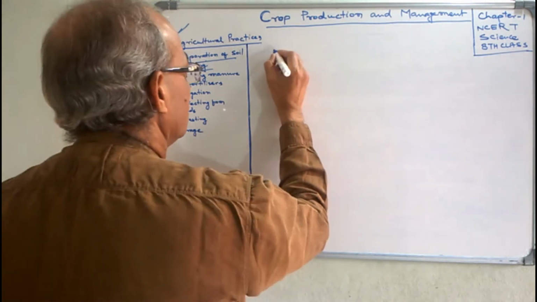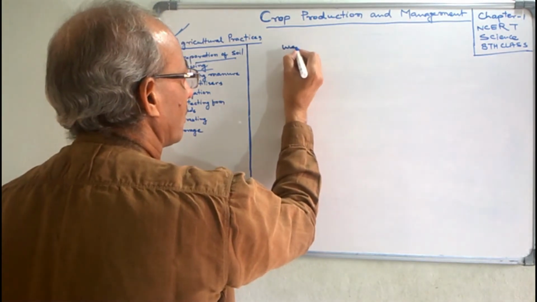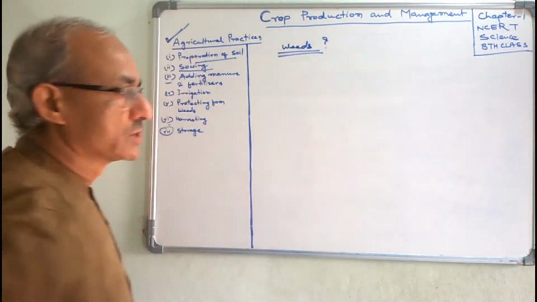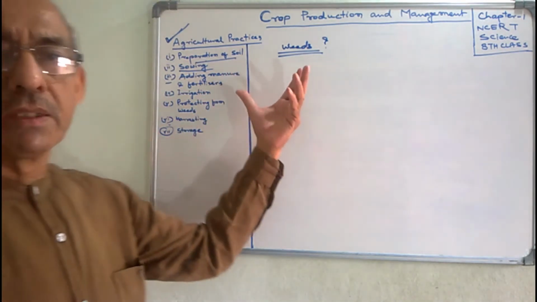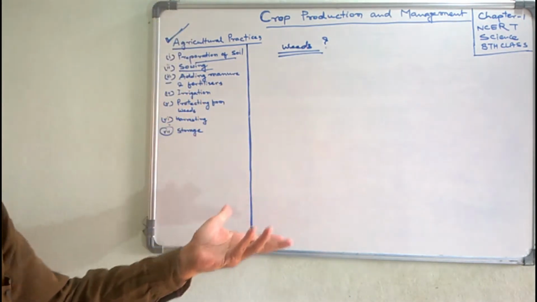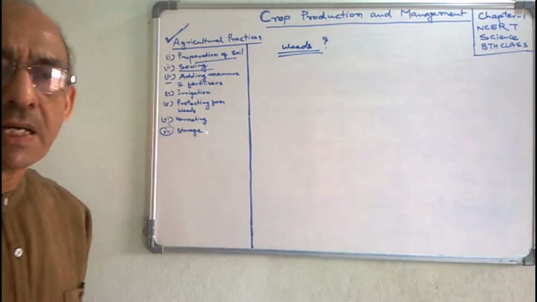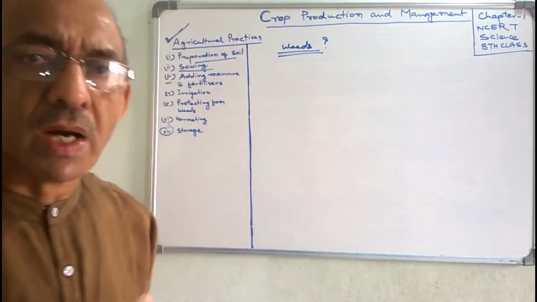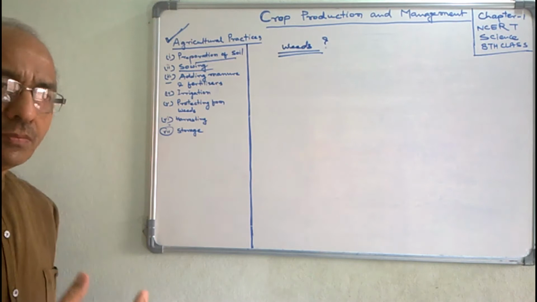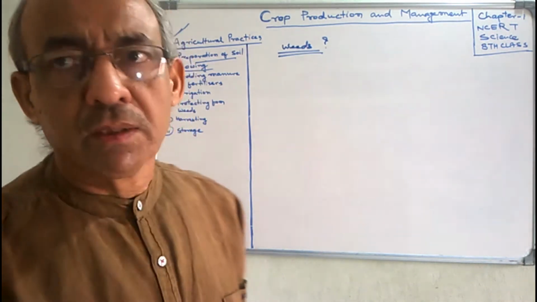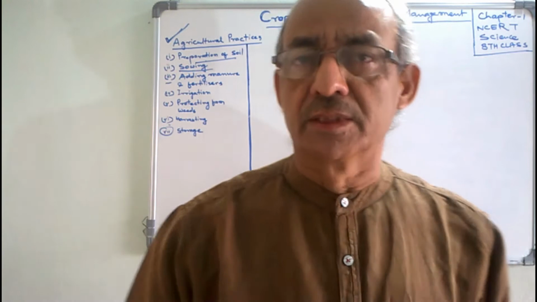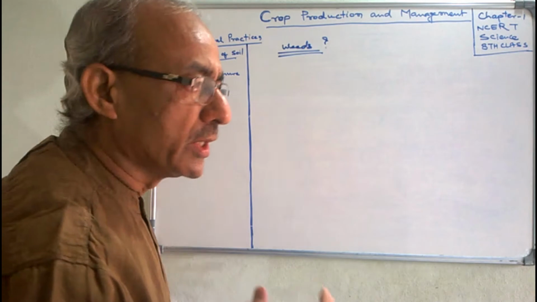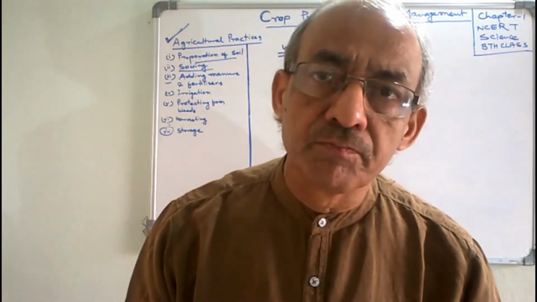Let's start. What are weeds? Firstly, we will understand weeds. Weeds are unwanted, undesirable plants which grow just with the germination of seeds. And in this way, they start competing with the actual crop plants.